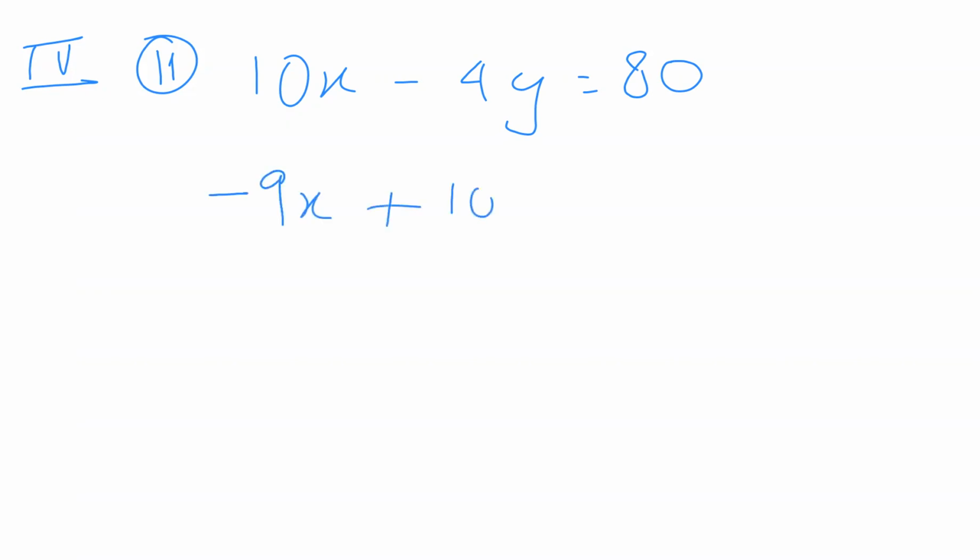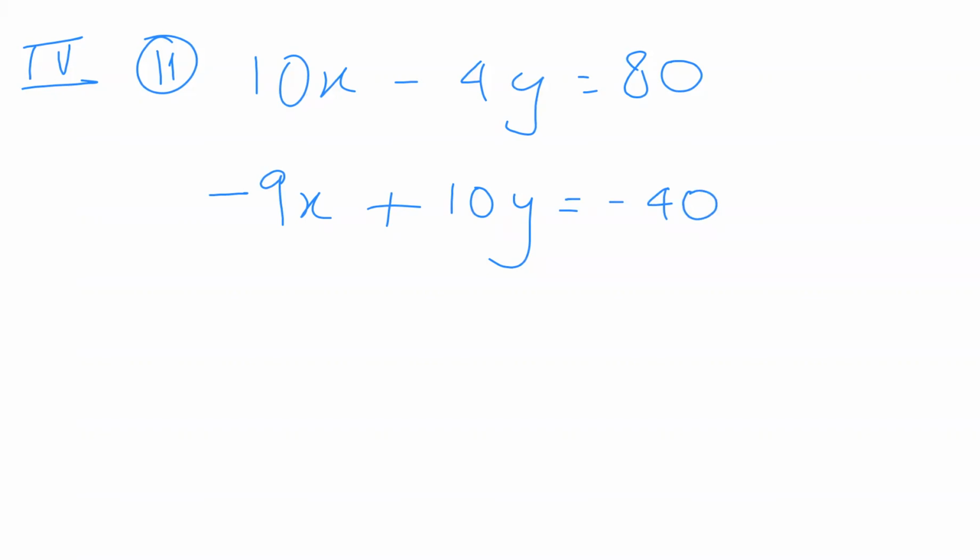So there are two lines given to you. The first line is 10x minus 4y is equal to 80. The format is good. It's not having any issue. But then for the second line they have mentioned y first, so we'll write it in a proper format. We'll rearrange it: minus 9x plus 10y is equal to minus 40. So these are the two lines given to you.